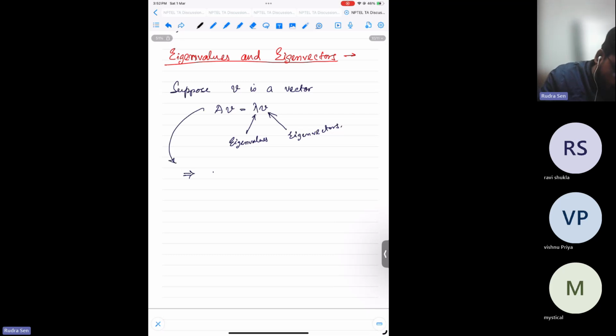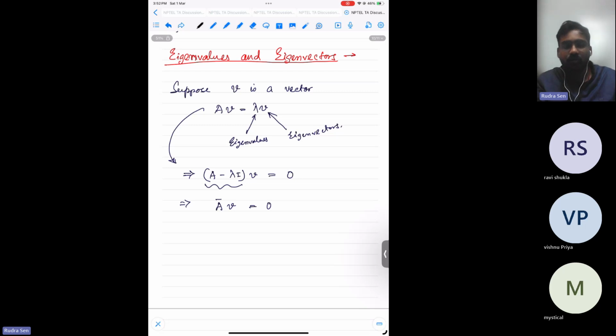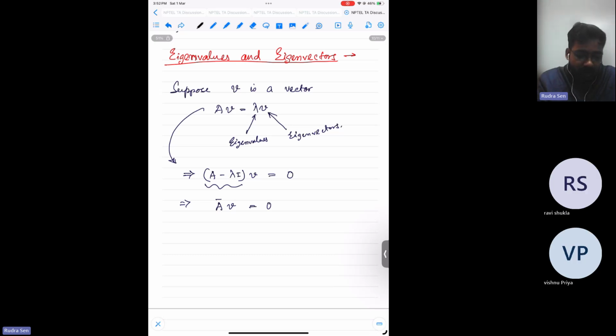from this equation, what we can see is basically A minus lambda I times V is 0, right? Let's call this matrix A bar. So A bar V equals 0. There is another definition of the eigenvector. We have studied null space, right? So this is nothing but the null space of this A bar matrix. What is the eigenvector? The eigenvector is the null space of this A bar matrix, right?